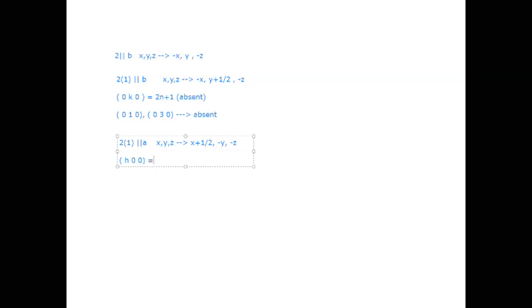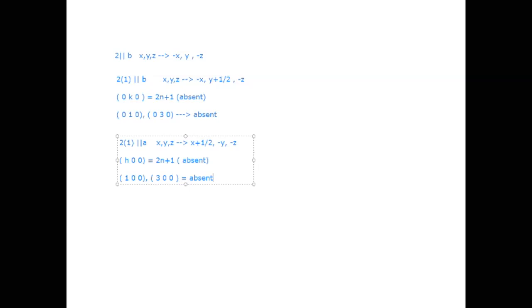So we would look at the H, 0, 0 indices, and it has to satisfy the condition of being odd, and these should be absent. So for example, the 1, 0, 0 or the 3, 0, 0 are absent. That indicates a 2 sub 1 parallel to A. Now, it's not just the 1, 0, 0 to 3, 0, 0. We're talking about all the odd H00 indices. So 1, 0, 0, 3, 0, 0, 5, 0, 0, 7, 0, 0, all the way up until however many they have in the HKL file.